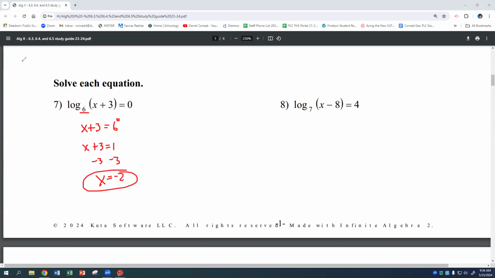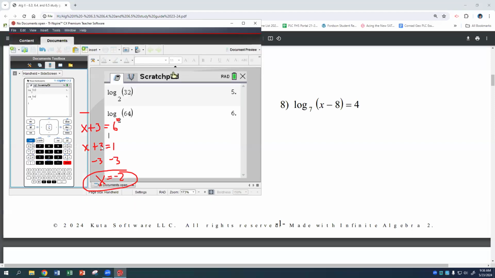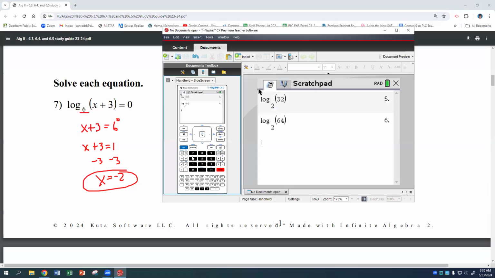Okay, if we want to check our answer, we can plug it back in. So we could do log base 6 of negative 2 plus 3, enter, and we get 0. So we know we have the right answer.